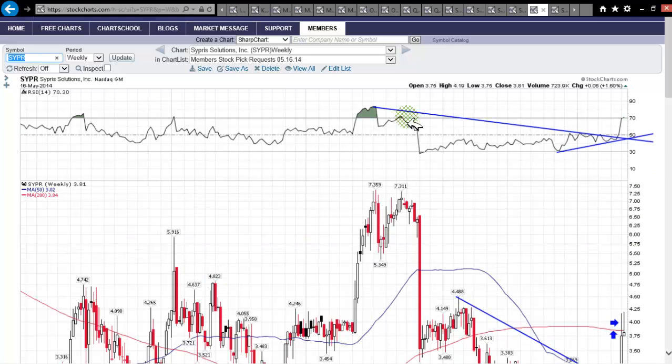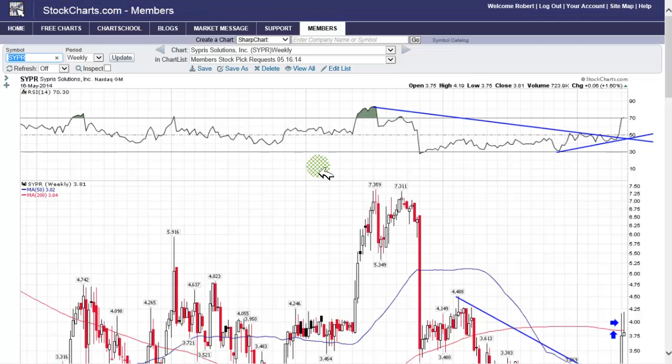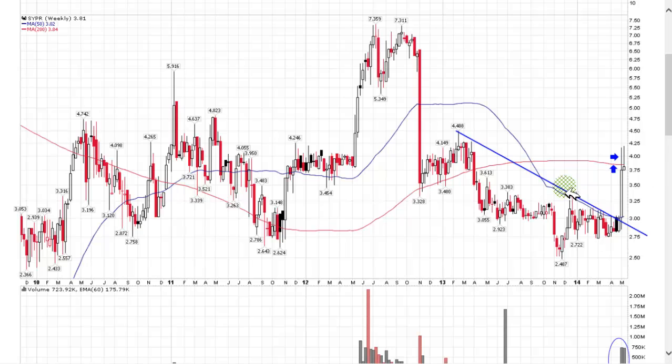Next stock up is for Karen, SYPR, Sypris Solutions, weekly chart. Karen, I have to say I'm concerned about this stock. The easy money's been made, good consolidation, and we rallied. You have resistance at the 200 period moving average, and you have topping tails, which is a sign of selling at the 4 to 4.25 range.